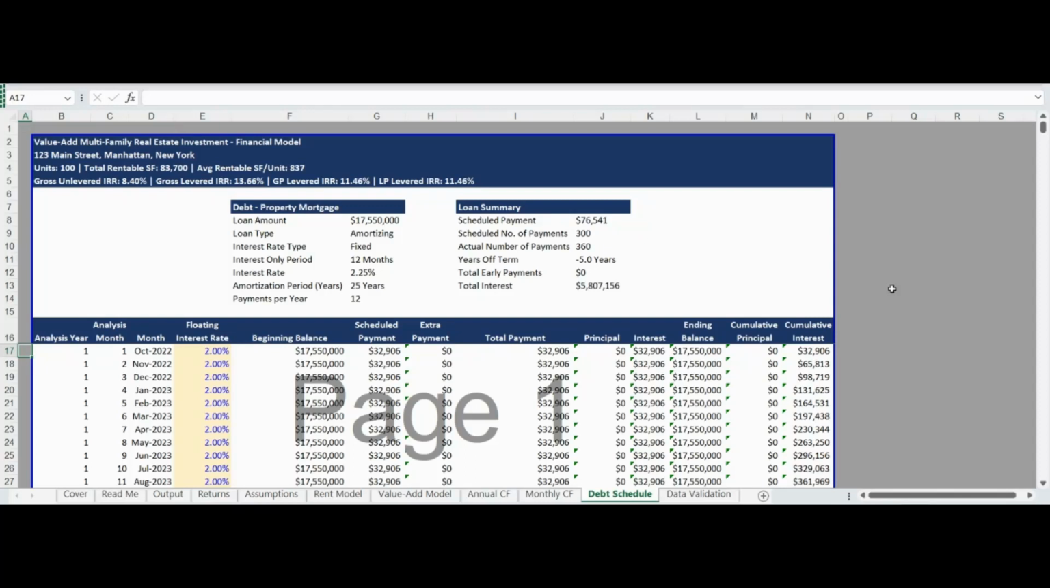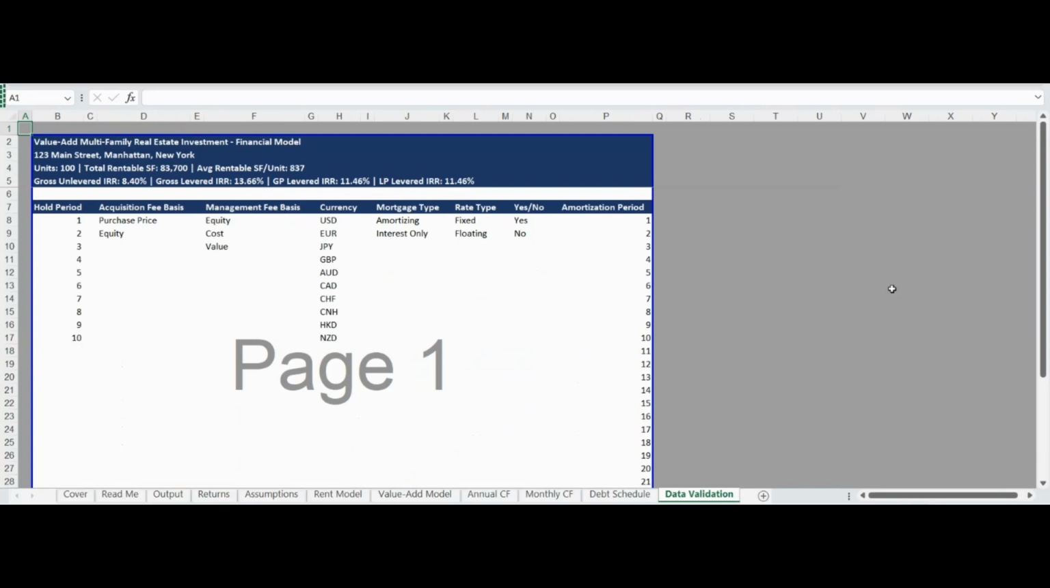The model has the ability to reflect an interest-only period within an amortizing loan and also has the ability to utilize floating rate debt. The loan summary section highlights the impact of prepayments. The Data Validation tab contains all controlled lists within the model and can be customized to your specific use.